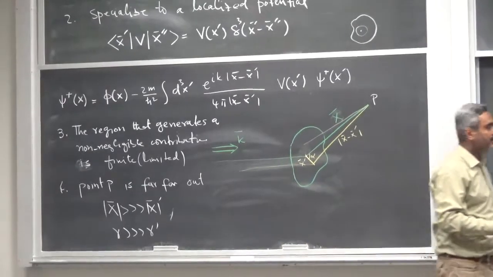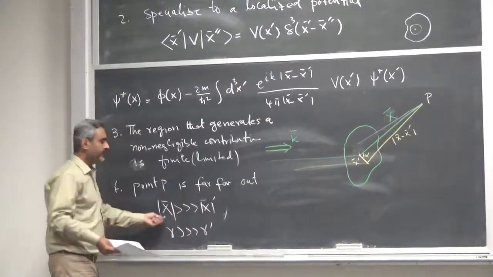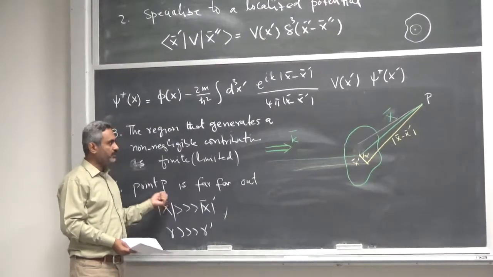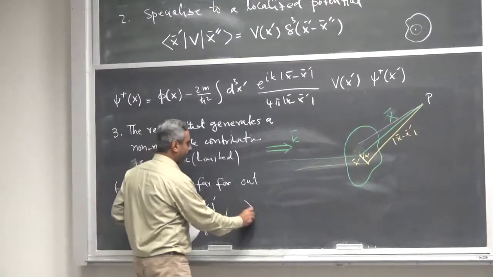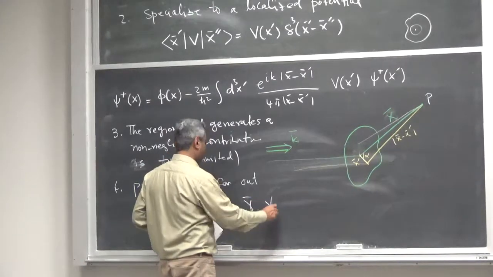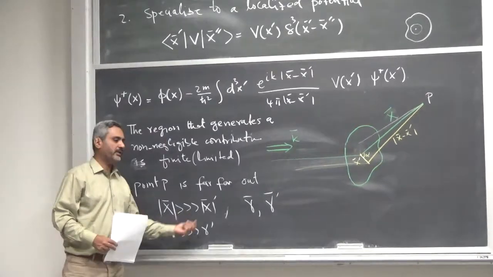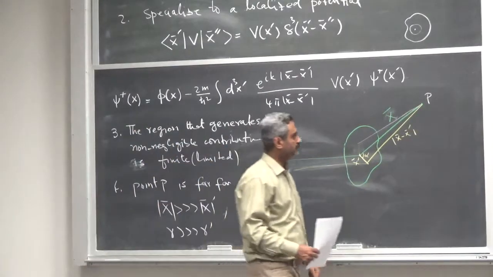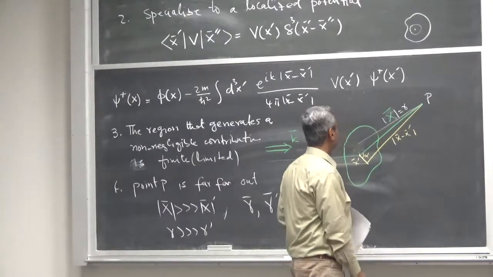R is the magnitude of x, and x is a vector. This is the notation, I should have made my notes better. We've been using r and r prime until now, but the vectors are x and x prime, and the magnitude of x is r. Okay?